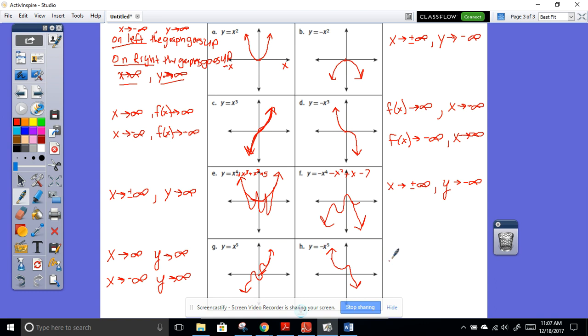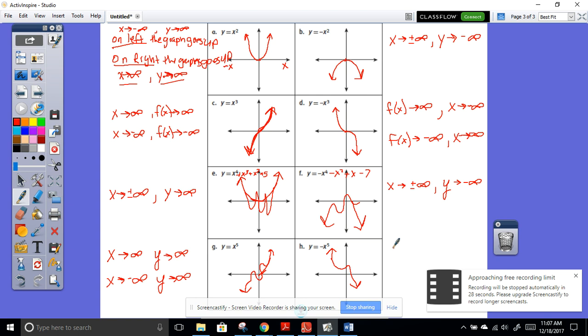And again, we'll practice doing the y value first. Uh-oh, I'm running out of time. As y goes up, where am I? I'm on the left. As y goes down, where am I? I'm on the right. Okay, so there's end behavior.